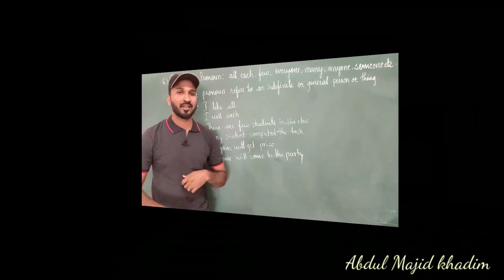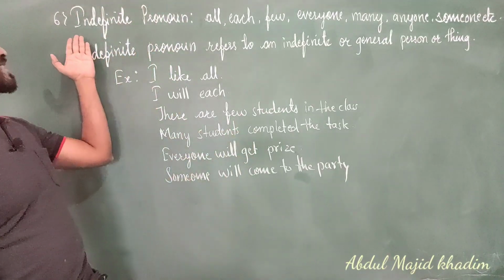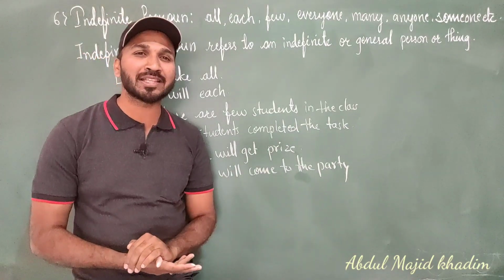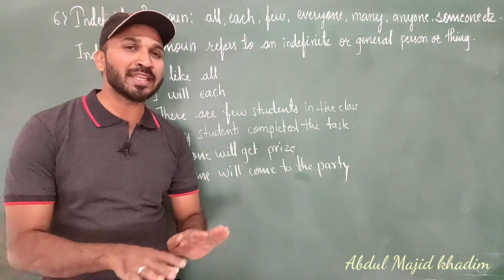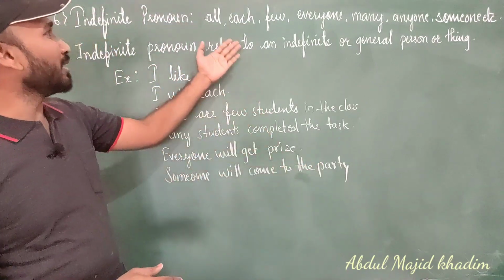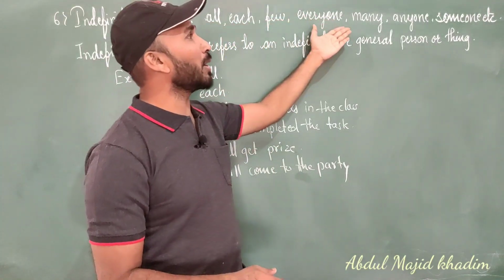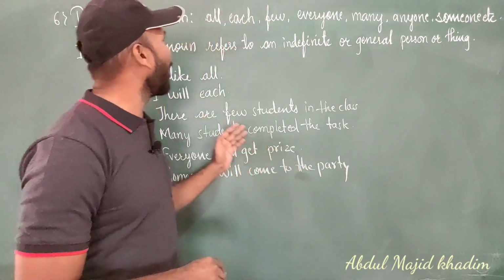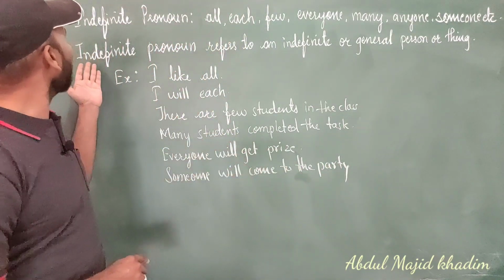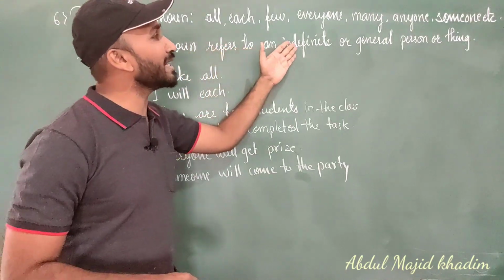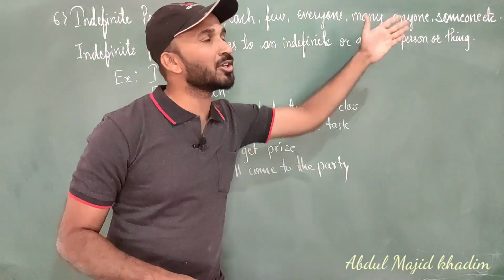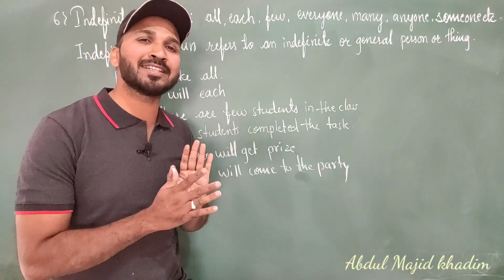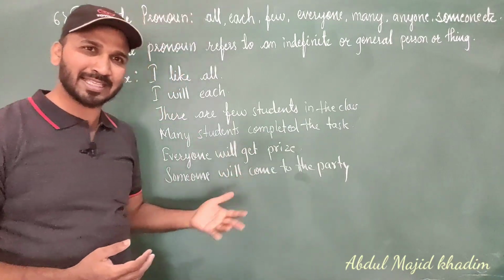Let's see the next pronoun. The sixth pronoun is the indefinite pronoun. The word indefinite shows that the person we are talking about is indefinite. Examples: all, each, few, everyone, many, anyone, someone. These are examples of indefinite pronouns. Indefinite pronouns refer to an indefinite or general person or thing.